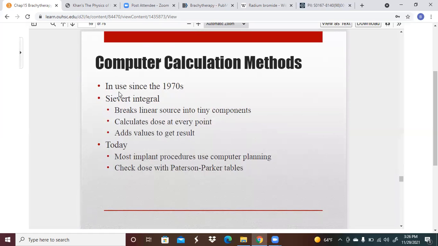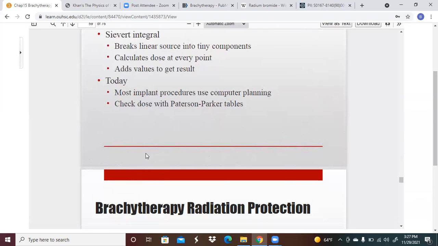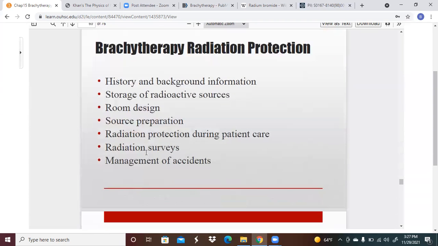Computers are now going to be doing a lot of the calculations for these things, which trust me is better in many aspects. The Sievert integral breaks the linear source into tiny components, calculates dose at every point, and adds values to get the result. And most implant procedures are going to be using computers, and you can check the dose with the Patterson-Parker tables.